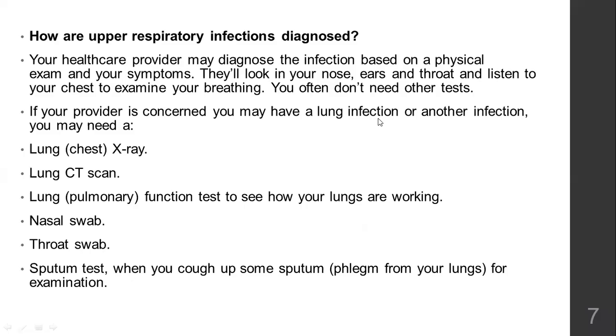A nasal swab or throat swab can be done in case of flu, influenza, COVID, and all. The swab will be taken to the laboratory for bacterial growth, and then they identify the causative agent.